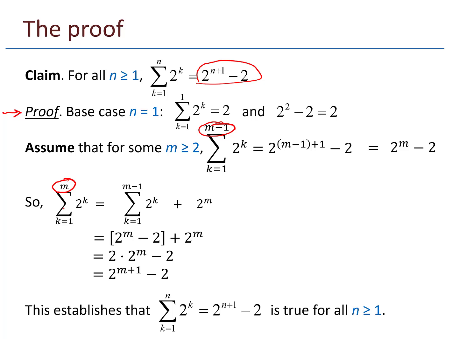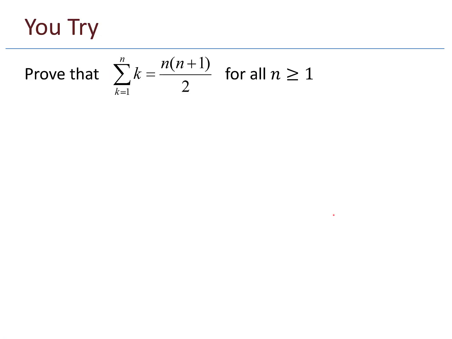All right, let's try some more. Here's another claim. The claim is that the summation as k goes from 1 to n of k is n times n plus 1 over 2. So pause the video, give this thing your best try, and then when you're ready to check your work, unpause it, and we'll see how you did. All right, go to it.